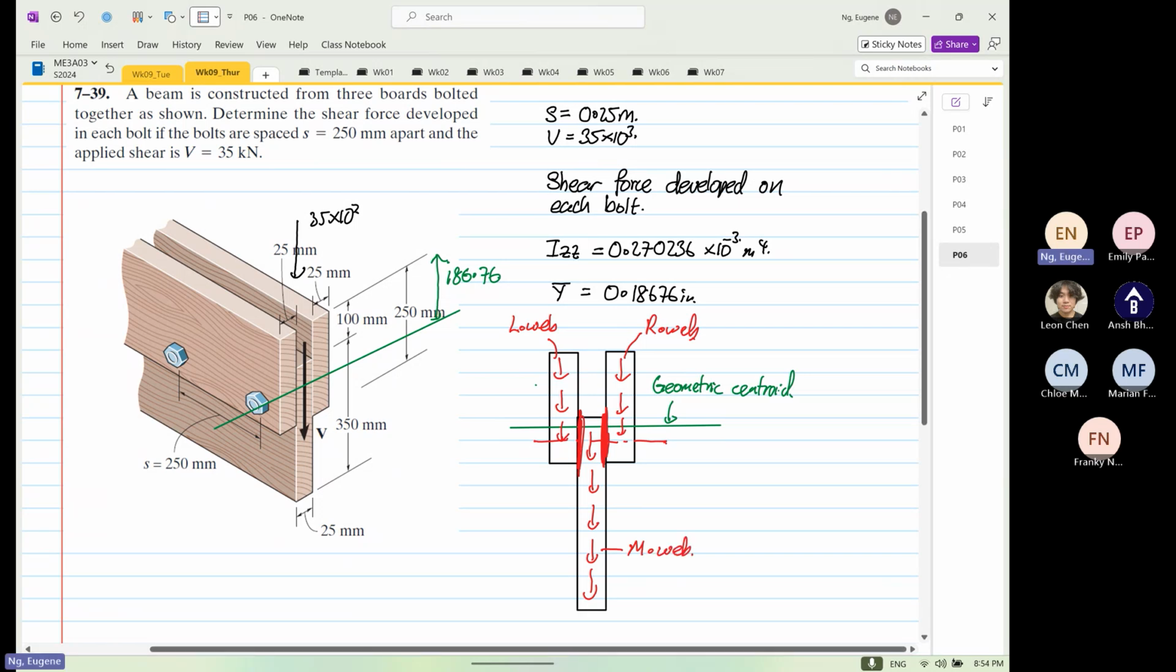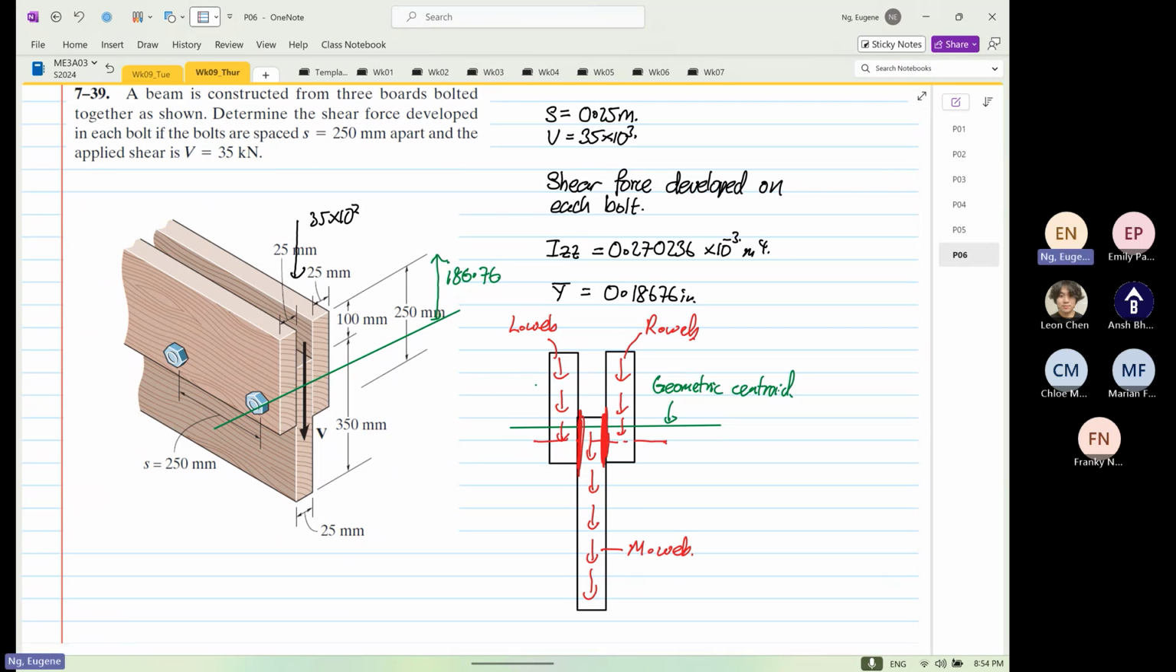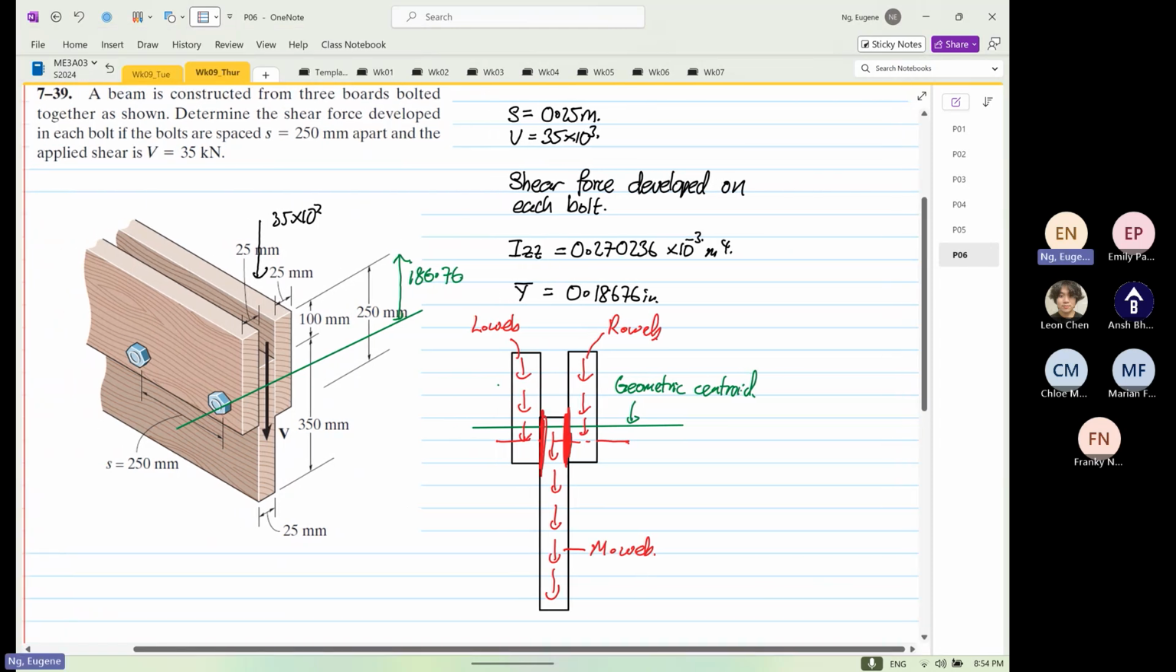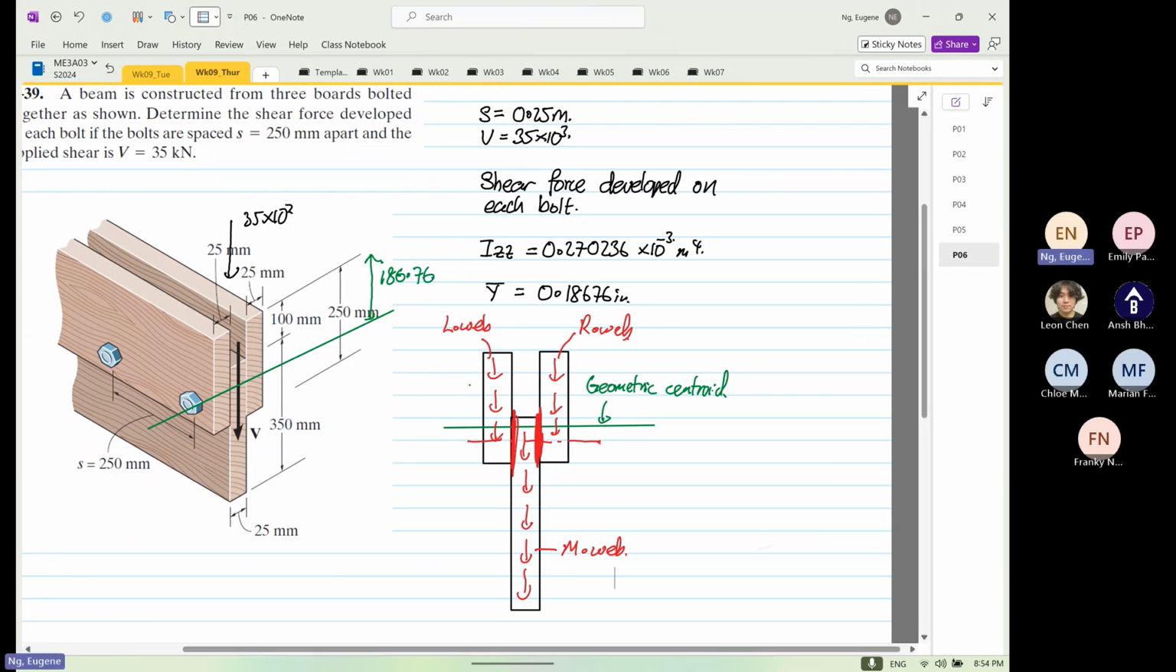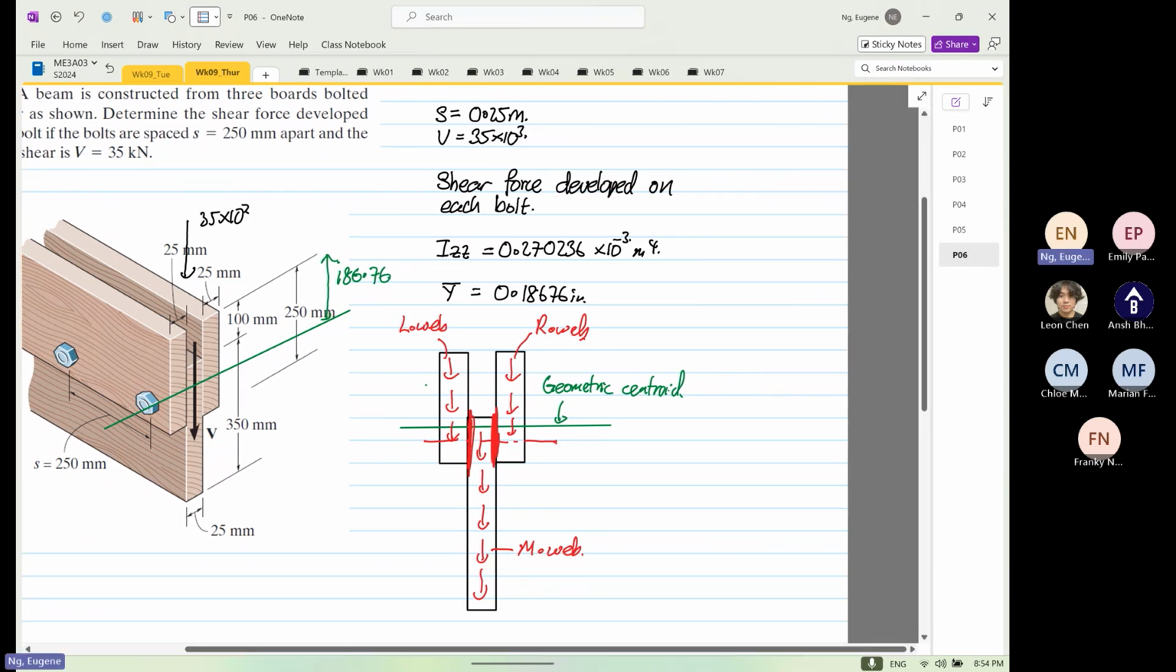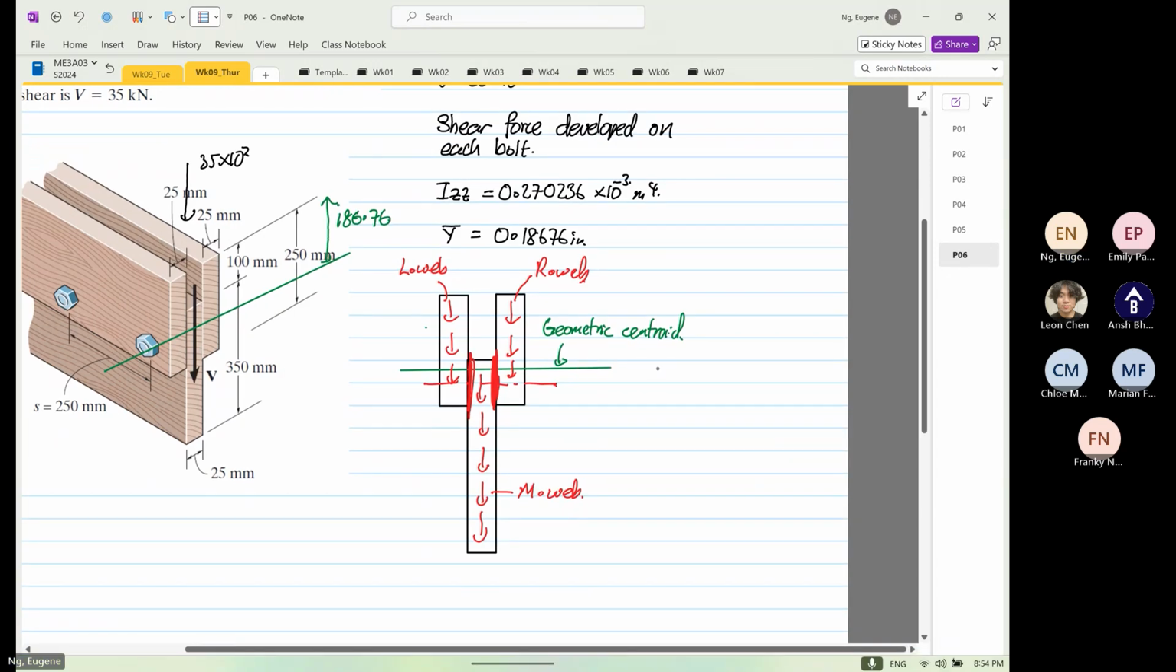So now the problem is this. If we were to consider the right web, okay, we will consider the right web. You can consider either the right or the left, because the left and right are not related, right? So we can consider either the left or right web, either one.